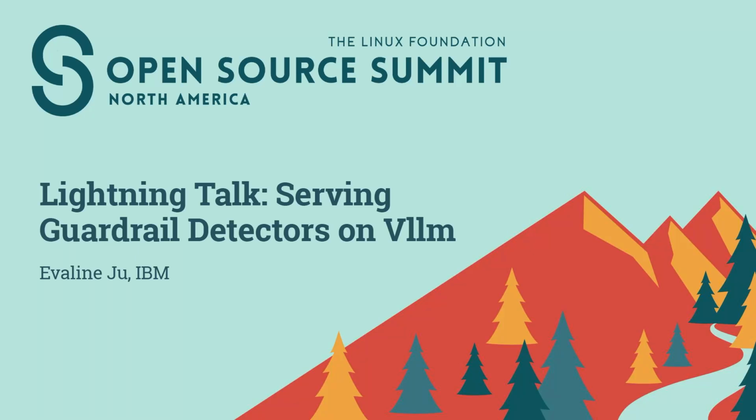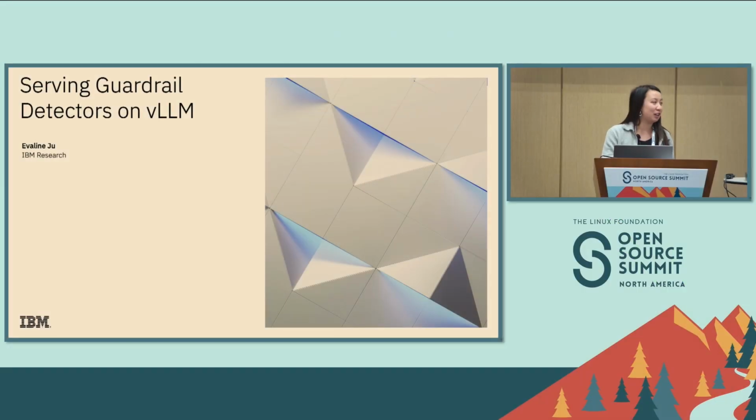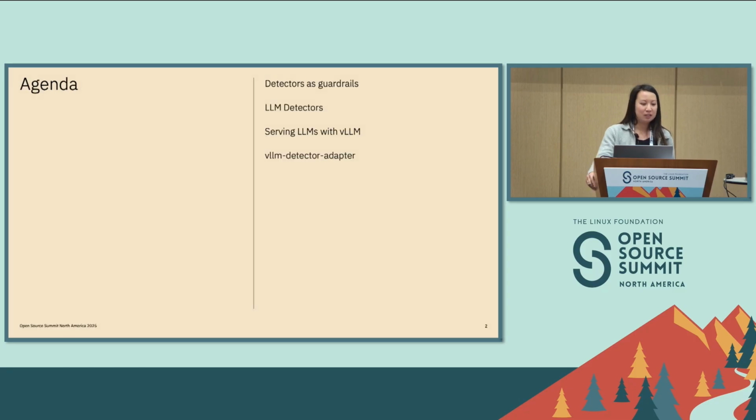Evaline. I'm a software engineer in IBM Research, and today I'll be talking about serving guardrail detectors on vLLM. So a quick overview of the agenda, even though it's going to be a quick lightning talk. I'll talk first about detectors as guardrails, then a little bit about vLLM detectors, very quickly about serving LLMs with vLLM, and then our example vLLM detector adapter where we built APIs on top of vLLM.